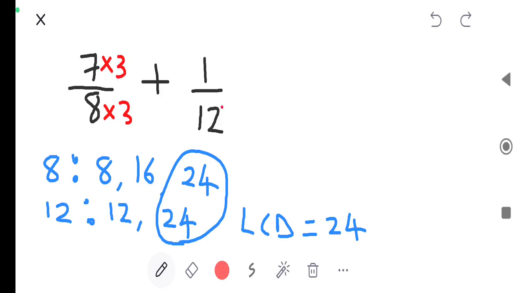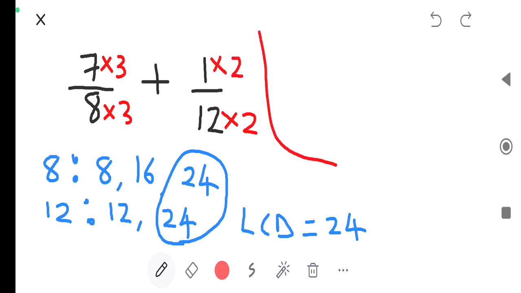Now, what will you do to this 12 so that it will become 24? I think it's 12 times 2. Good. So it means you will come and write times 2 here. And what you do to the bottom, you must do to the top. So I'll go to the top and also write times 2.